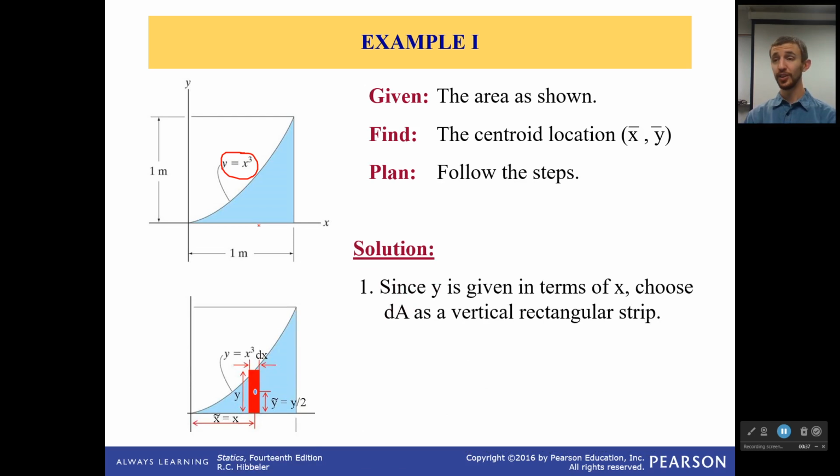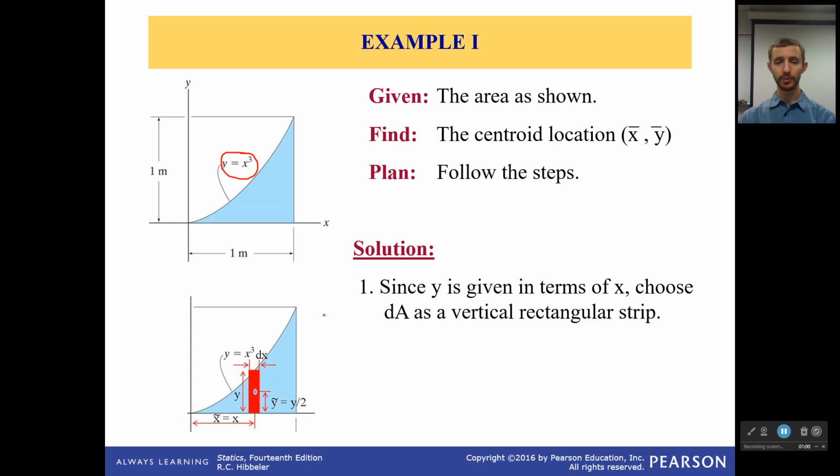Okay. So first off, you have to figure out what your differential element is going to be. Like it said, if it's easy to get y in terms of x, then use a vertical element. And so that's what we do. Now we have our vertical element. We know what its height is because it's always going to be wherever it is along this line. That's going to be its height.